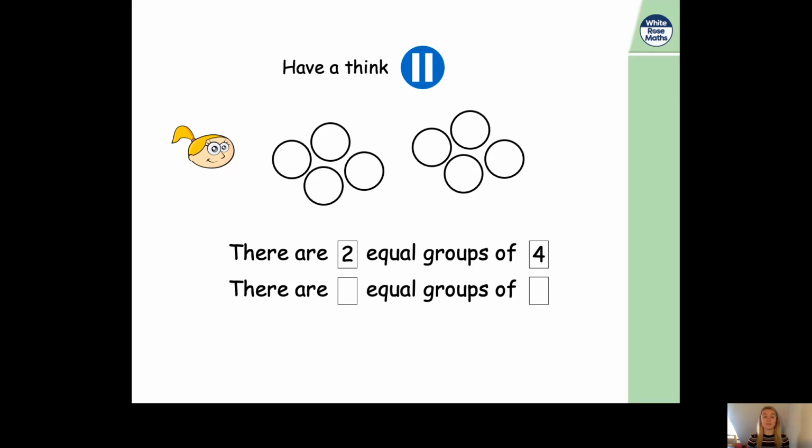Okay, let's see if you were right. So, if we had 2 equal groups of 4, we could also make 4 equal groups of 2 by moving the counters round, just like the tortoise did with the counters and just like the children did with the fruit. Well done if you got that right.